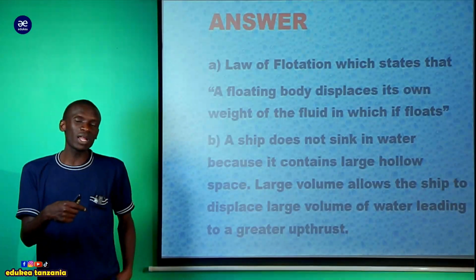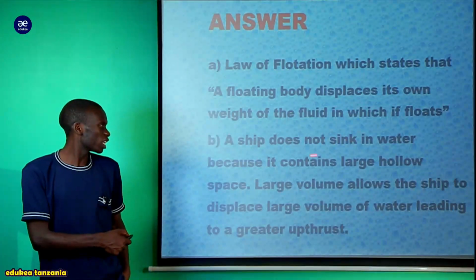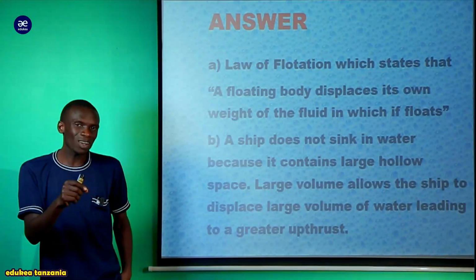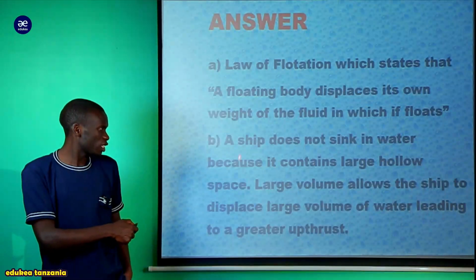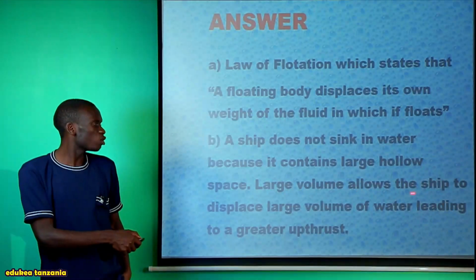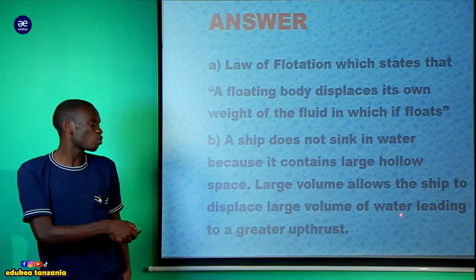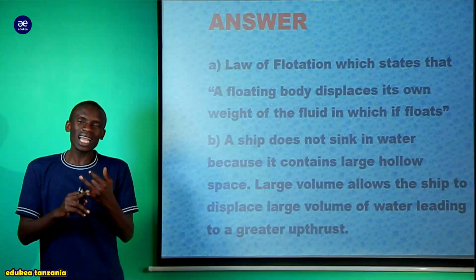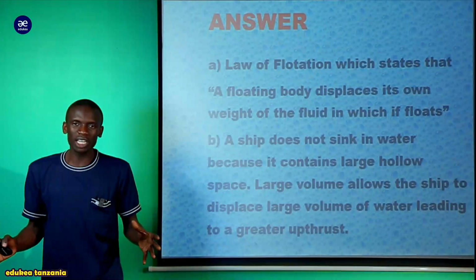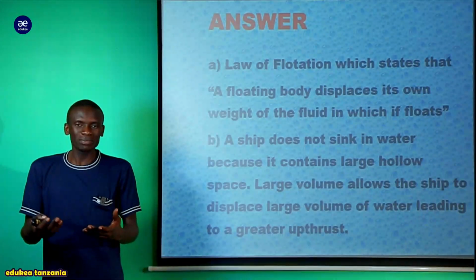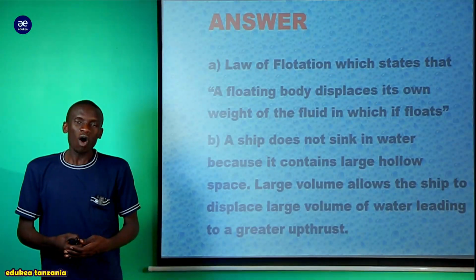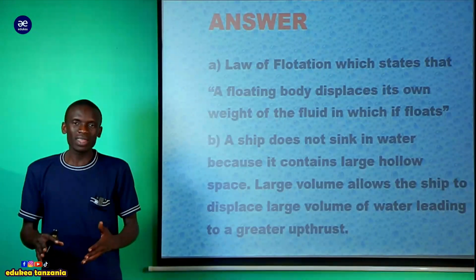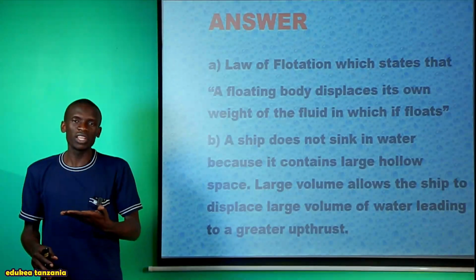And B, why does a ship not sink? A ship does not sink in water because it contains large hollow space. It contains large hollow space first. This space helped what? Large volume allowed the ship to displace large volume of water, leading to a greater upthrust. First, it has the large hollow space. It means it contains air to make it able to float. Also, it has a large volume. It tends to displace large amount of water that will provide upthrust to help the ship to float.